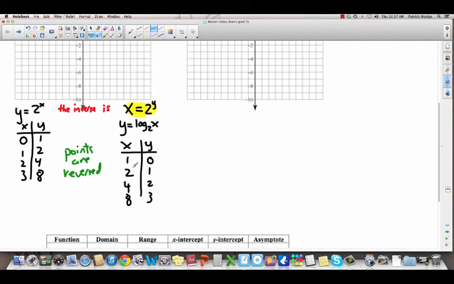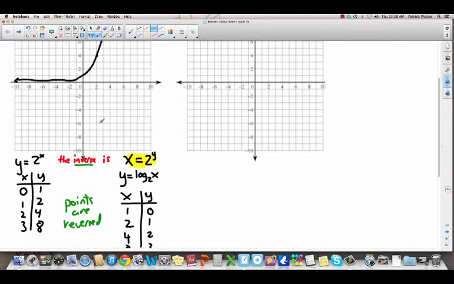Instead of having 0, 1, we have 1, 0. Instead of 1, 2, we have 2, 1. And remember we said that when we have inverses, that's exactly what happens with the inverses. So let's graph those points. What the heck, I'll do it in green. So we have 1, 0. We have 2, 1, we have 4, 2, and we have 8, 3.